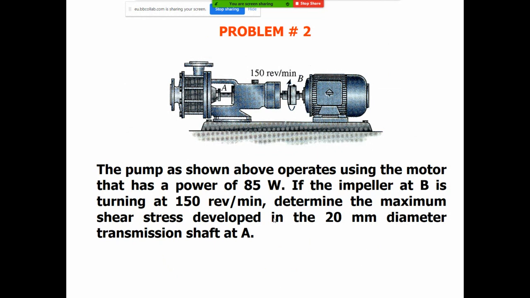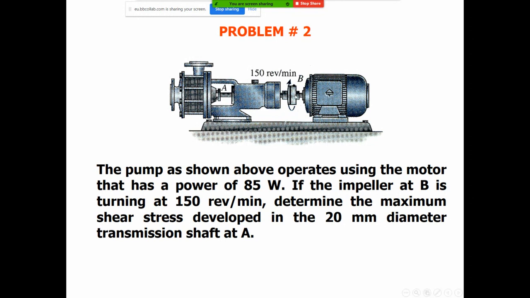as shown above, operates using a motor that has a power of 85 watt. If the impeller, at B, is turning at 150 revolutions per minute, determine the maximum shear stresses developed in the 20 millimeter diameter transmission shaft at A. What they want here, guys, is for you to calculate the maximum shear stresses.